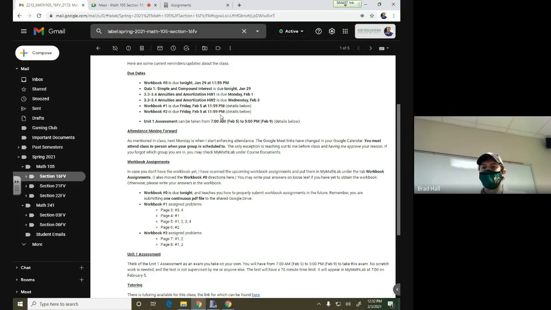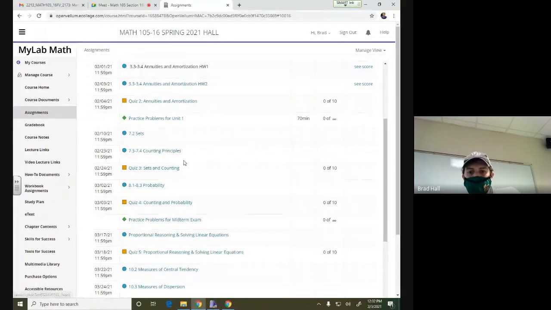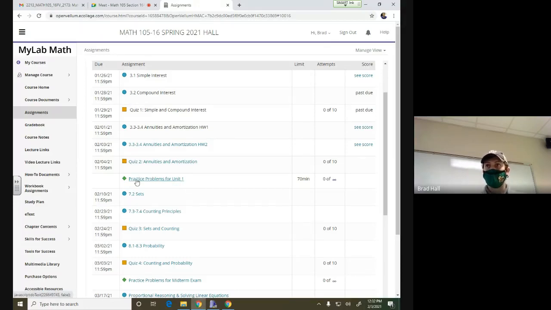Just to make sure there's no confusion, the Unit 1 assessment is going to pop up on the 5th. It'll be right under practice problems here. So it's not here yet; it'll pop up when it's available. And there's also a practice test. We're going to go over the practice test today in class as a review so I can tell you all about strategies for going about these problems.